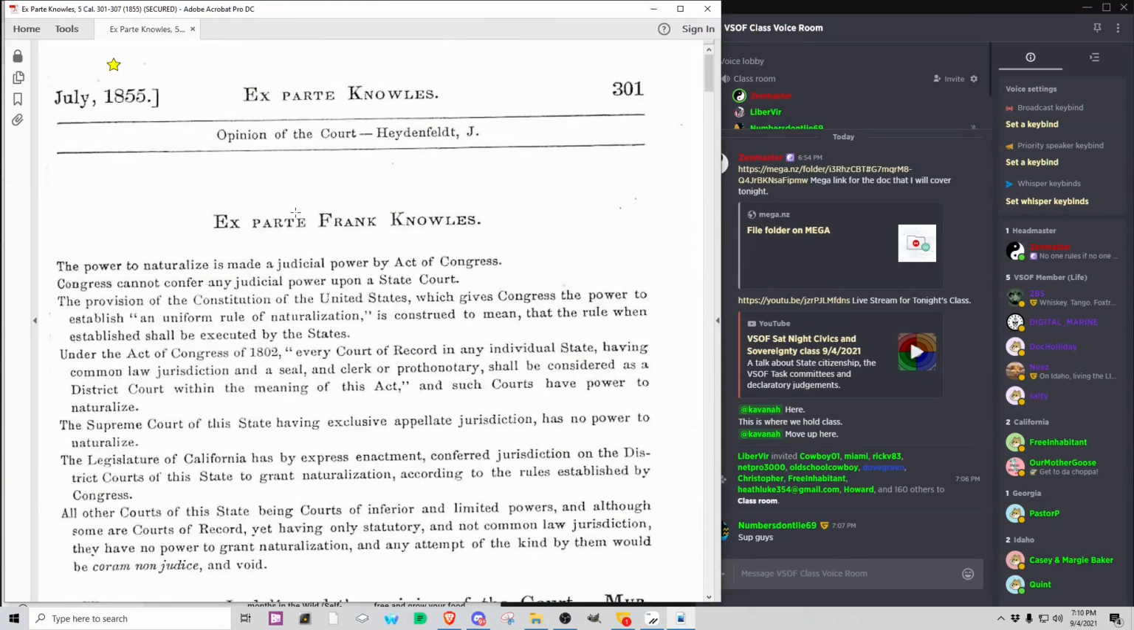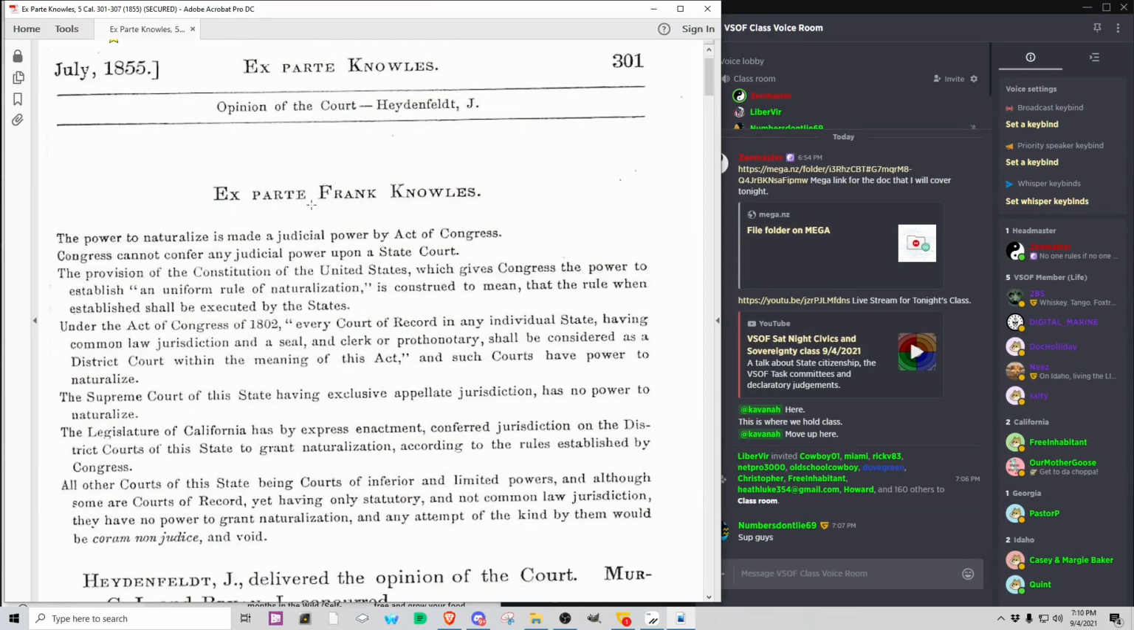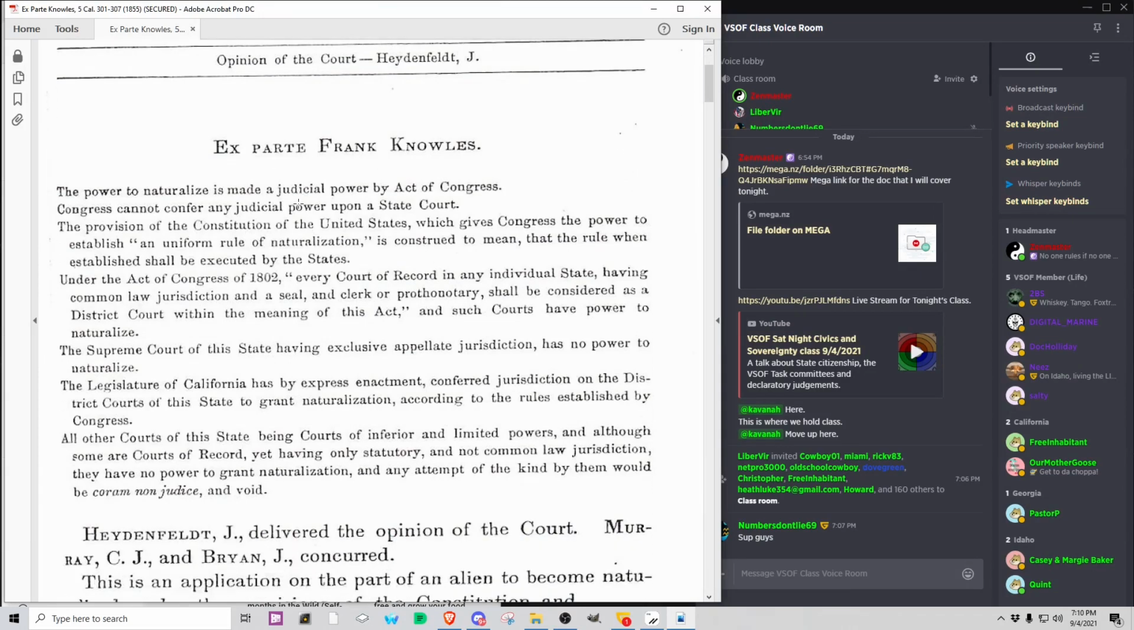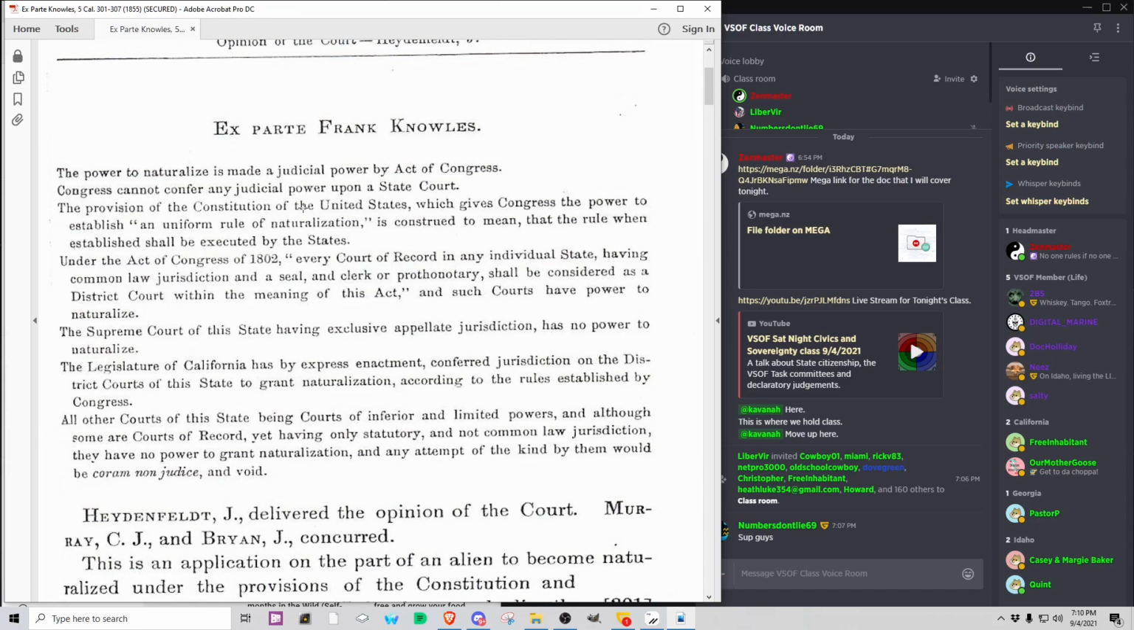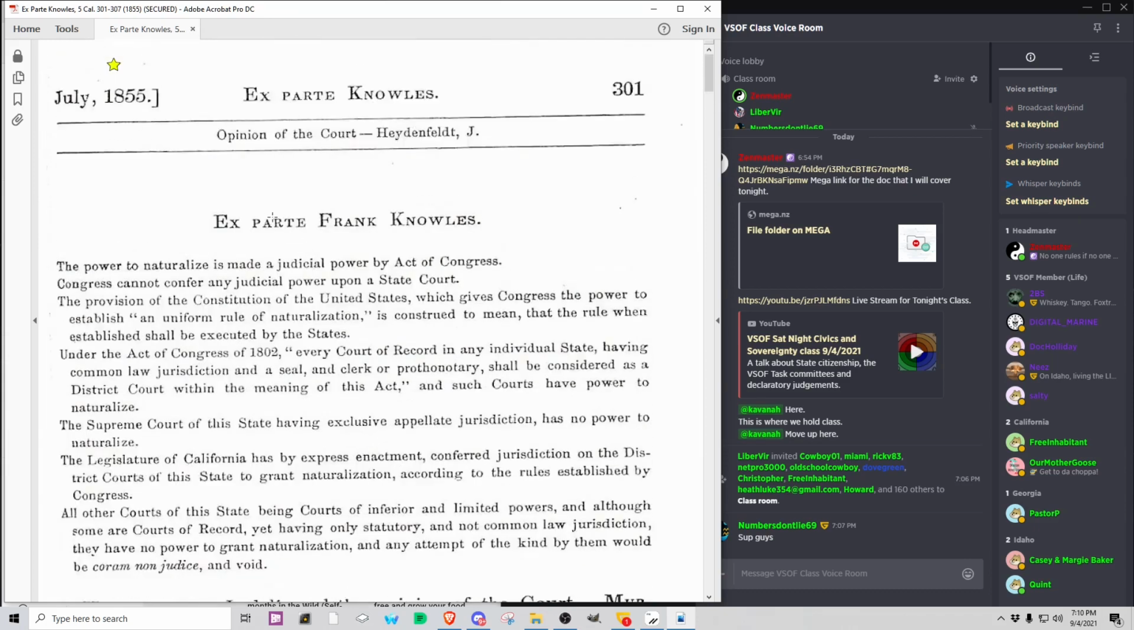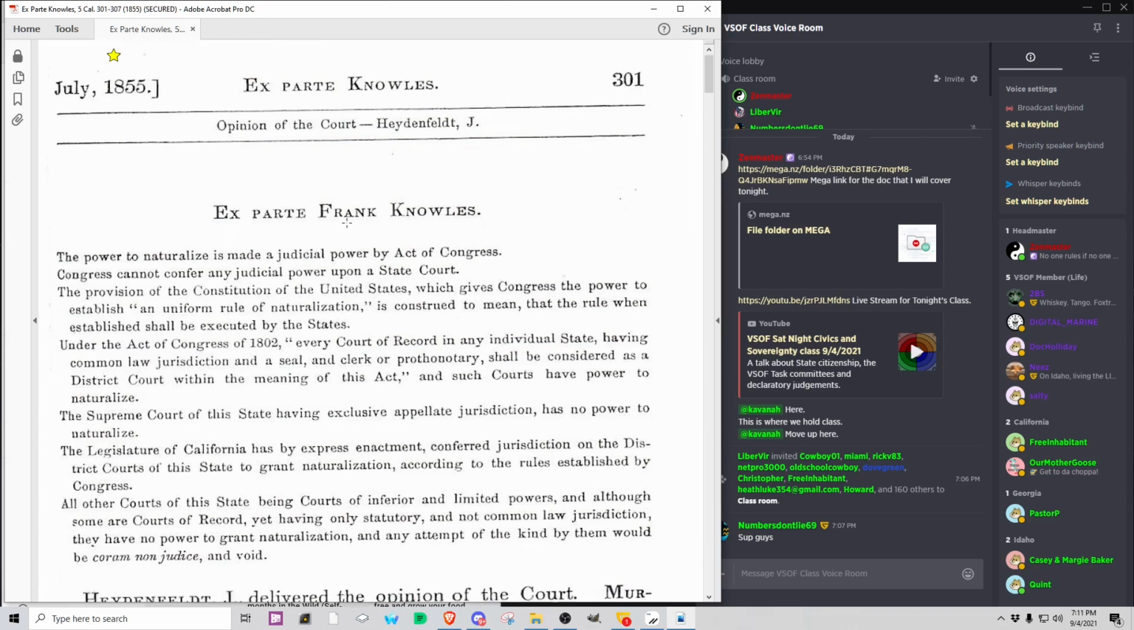And I want to cover this because the importance of it is about the power to naturalize, but it also has a lot of other interesting bits of information in this court case, because this court case was July of 1855. So this is pre-Civil War we're talking about here, okay? When the understanding of the common law and the difference between common law and equity and the common law and statutes was clear in everybody's mind, and the attorney hadn't completely muddled the two of them to take over our entire republic. So, Ex parte Knowles.